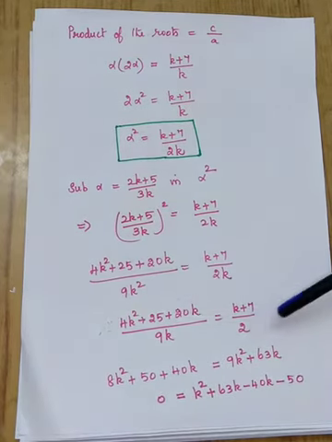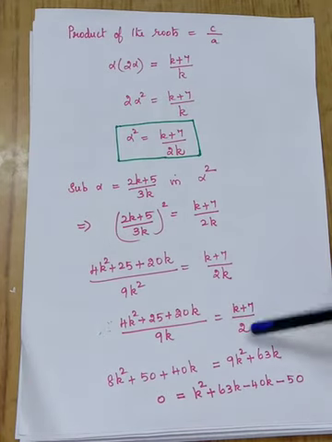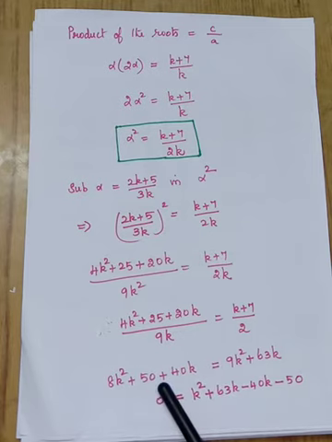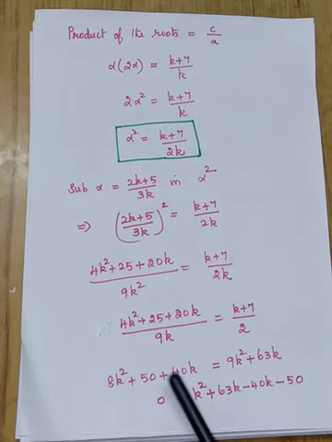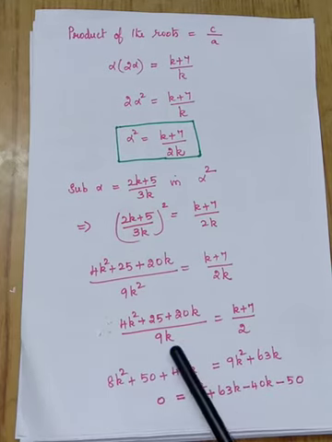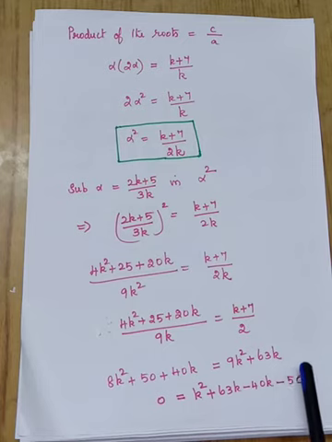Then just cross multiply. So 4k squared into 2 is 8k squared, plus 25 into 2 is 50, plus 20k into 2 is 40k. That is equal to 9k into k is 9k squared, plus 9k into 7 is 63k.